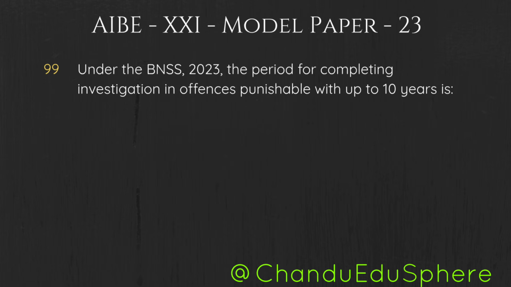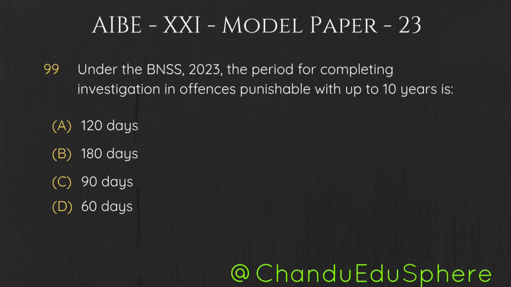Under the BNSS 2023, the period of completing investigation in offences punishable up to 10 years is 60 days. Section 193 of the BNSS 2023 requires investigation to be completed and a final report, charge sheet, filed within 60 days for offences punishable up to 10 years imprisonment, with a longer outer limit for even graver offences.